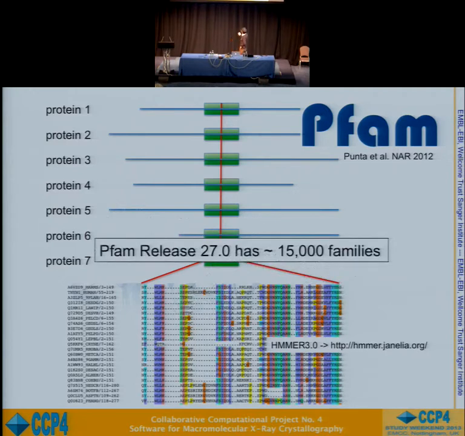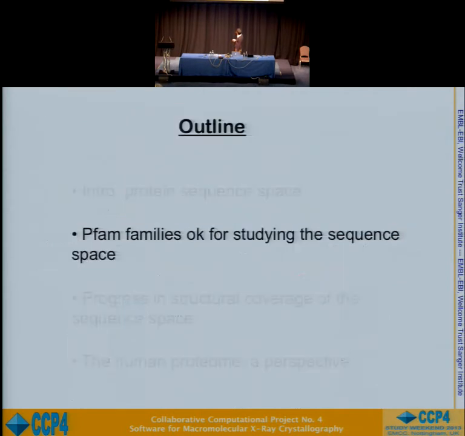At the moment, we have 15,000 families in Pfam. Again, this is not an automatic clustering. It has a manual intervention. Now, you may wonder, okay, 15,000 families, we have 23 million sequences in UniProt. Is this enough to say anything about coverage of the sequence space? Well, I'll try to convince you that these 15,000 families are, in fact, covering a significant portion of what is interesting to us in UniProt.